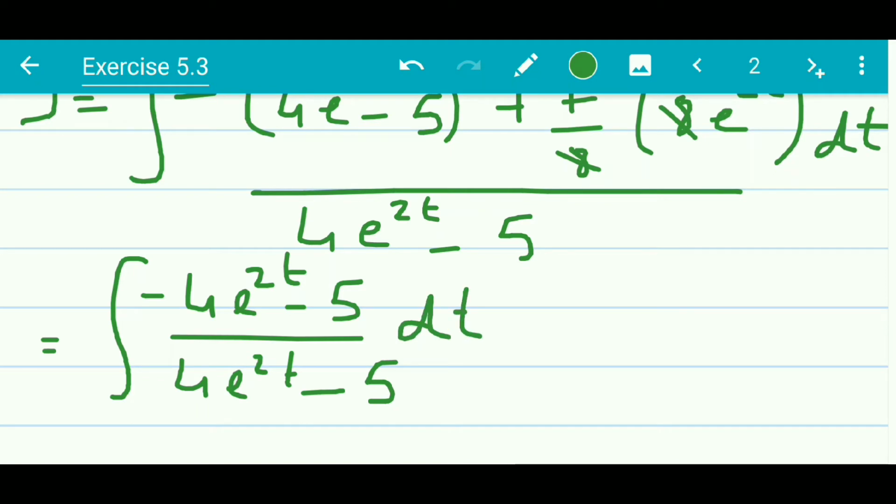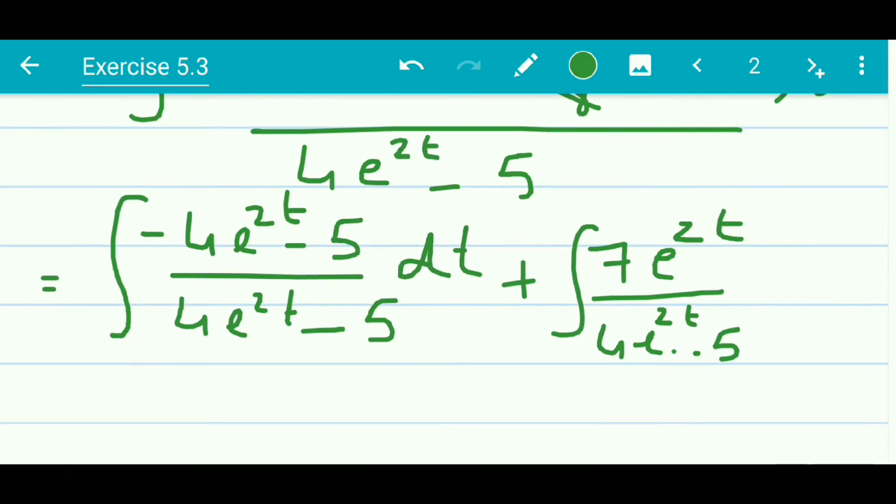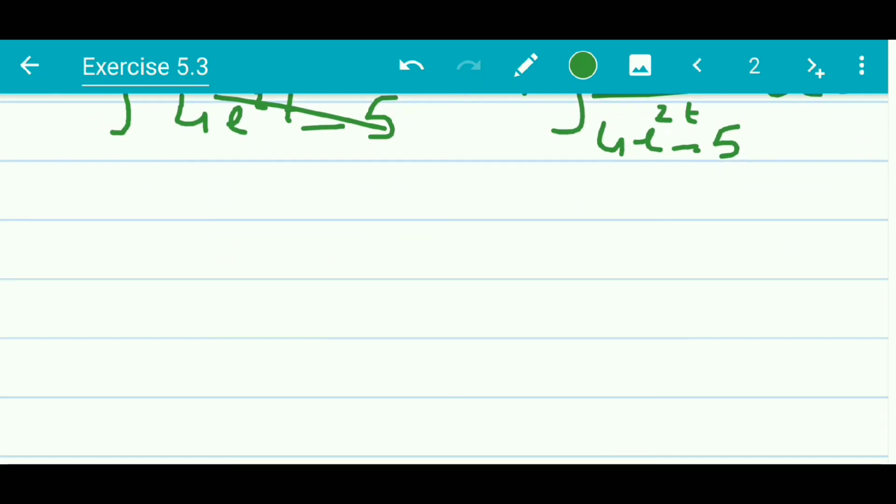dt, okay, plus the other integral becomes integral of 7 e raised to twice of t upon the denominator 4 e raised to twice of t minus 5 into dt. Now here what next can we do? What we can do is we can cancel out, in the first term at least, the common numerator and the denominator. Thus, in the first term we get minus 1 dt.